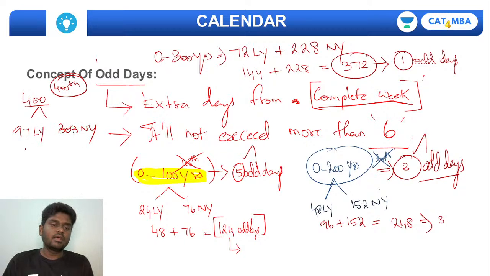So it's going to be 97 leap years and 303 normal years, right? If you do so, 97 into 2 will give you ultimately 194 plus 300. And ultimately, if you try to add this up, you'll be getting 494.